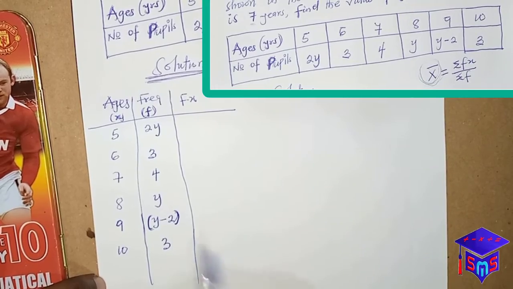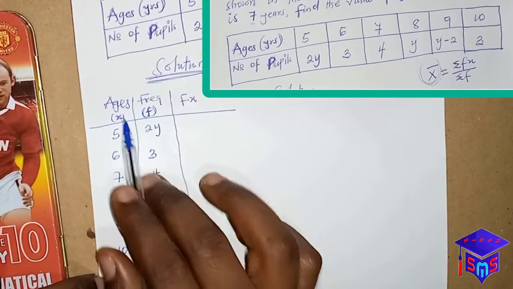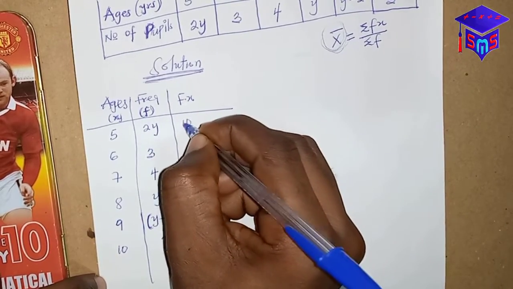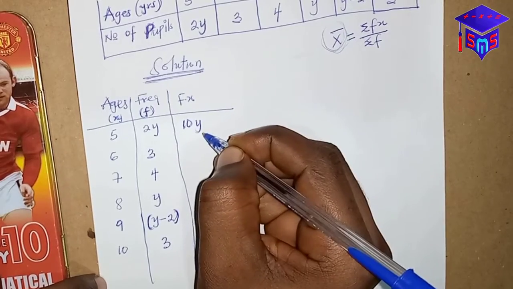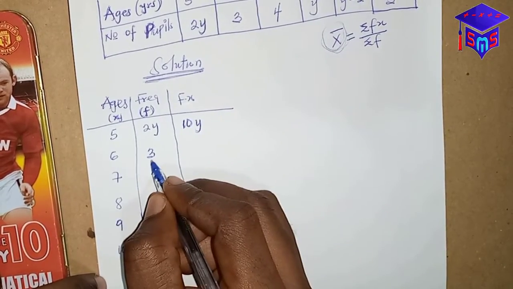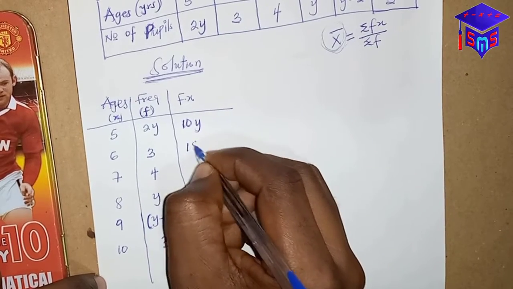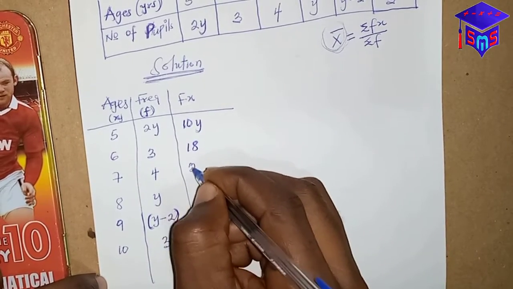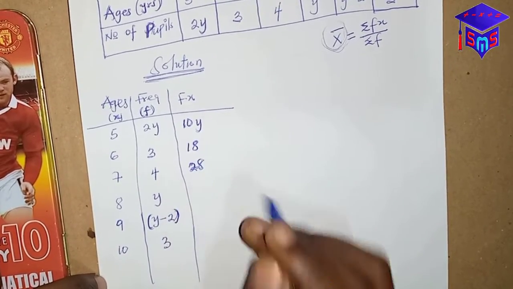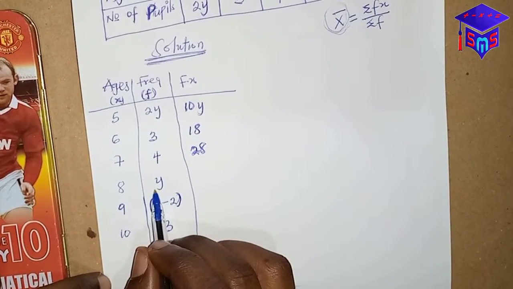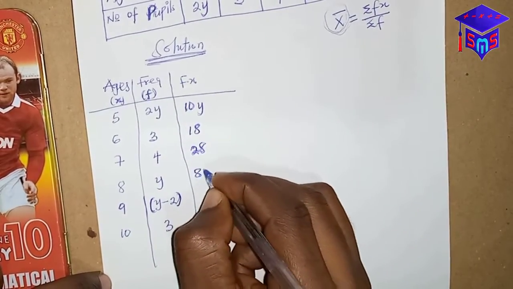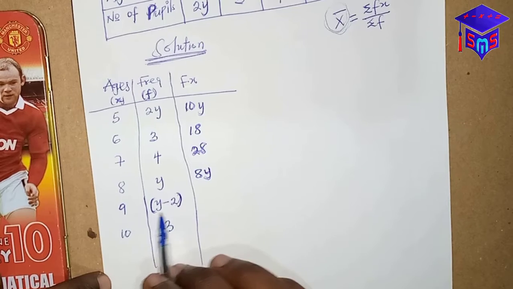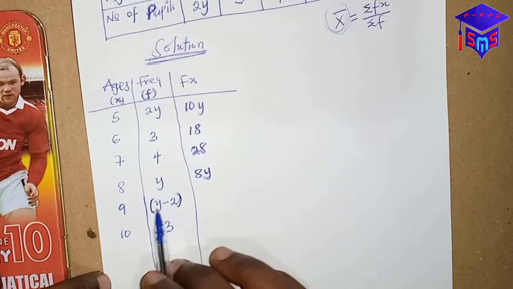So just like we have been doing, we have to find the product of the frequencies and the x values. So 5 times 2y will give us 10y. Now 6 times 3 should give us 18. And then 7 times 4 should give us 28. And then 8 times y should give us 8y. You know, these are not giving us actual values. And then 9 times y minus 2.